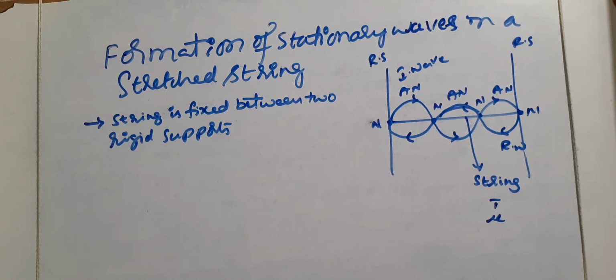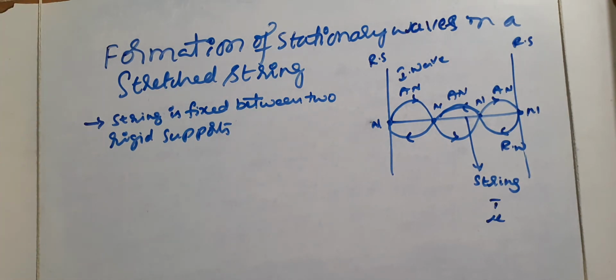The incident wave and reflected wave, having the same frequency, amplitude and wavelength, traveling along the length of the string in opposite directions, can superimpose to produce waves which are called stationary waves. So this is a simple explanation of the formation of stationary waves in a stretched string.